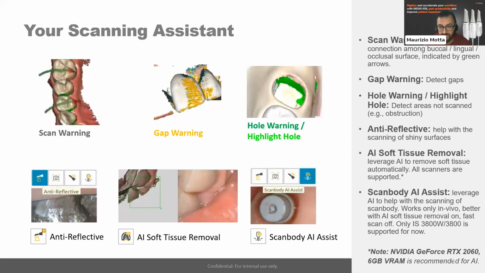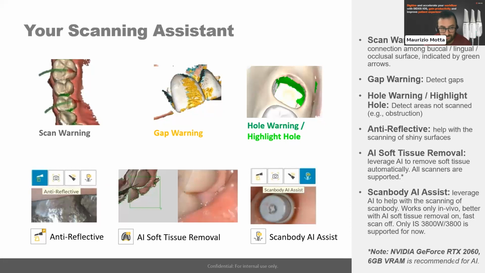In terms of artificial intelligence tools, we have the anti-reflective mode. In this case, the anti-reflective mode can help when scanning the implant, because sometimes the reflecting surface of the actual implant can create some artifacts.